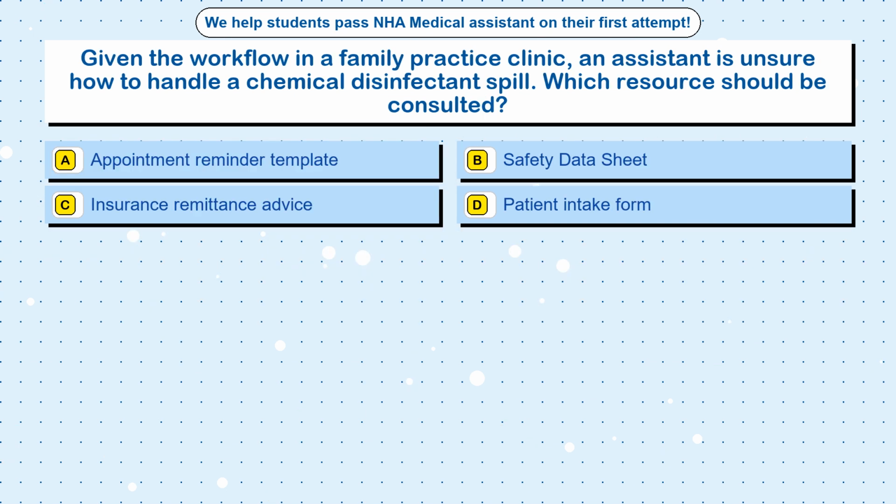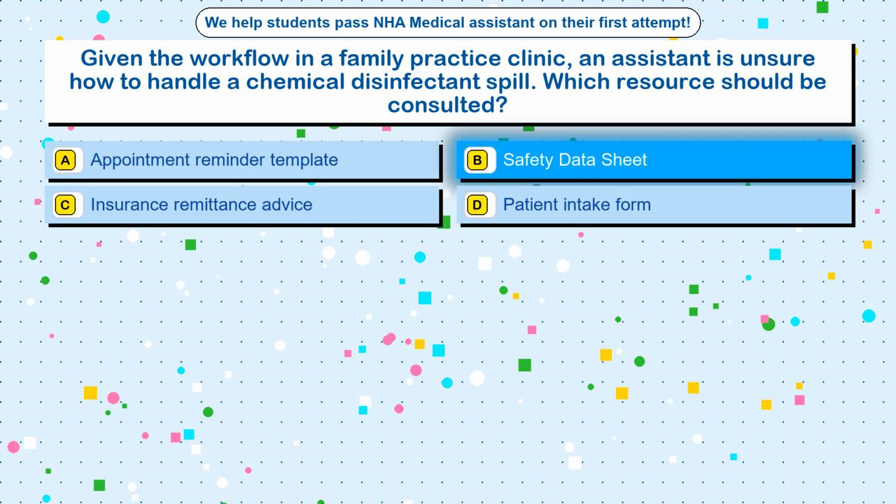Question 59. Given the workflow in a family practice clinic, an assistant is unsure how to handle a chemical disinfectant spill. Which resource should be consulted? Option A, appointment reminder template. Option B, safety data sheet. Option C, insurance remittance advice. Option D, patient intake form. The correct answer is option B, safety data sheet.